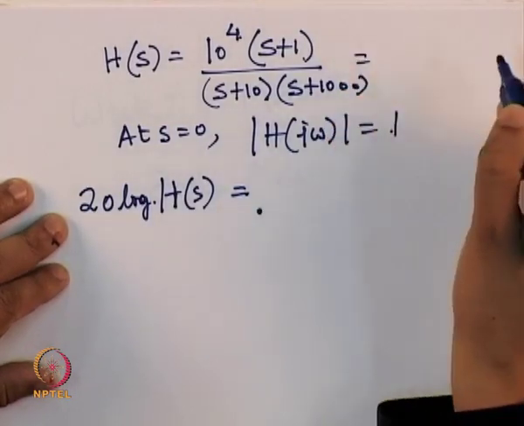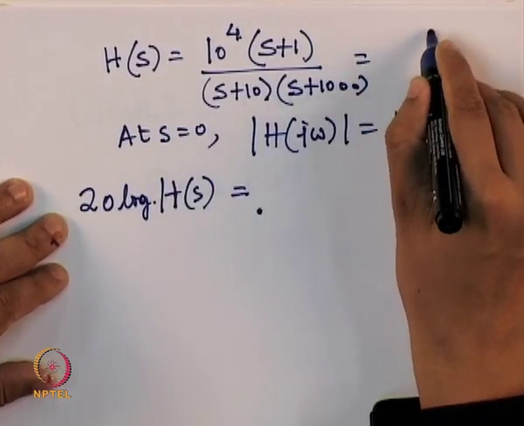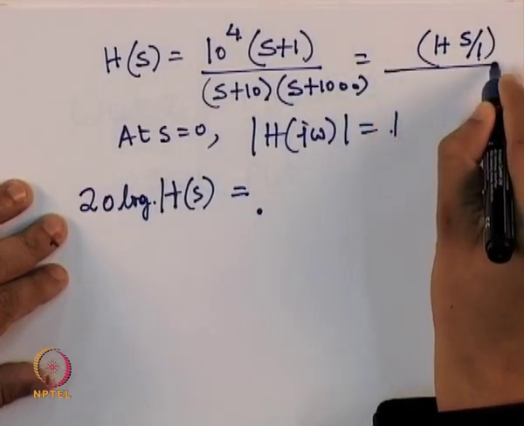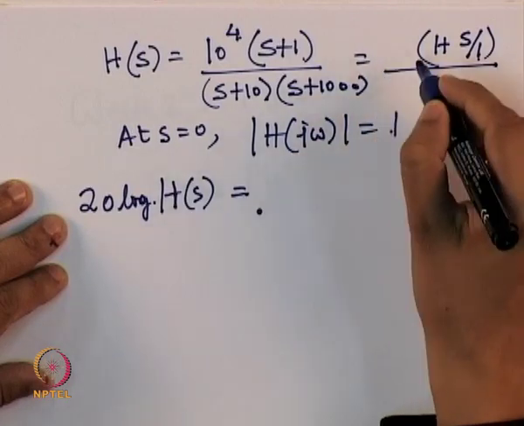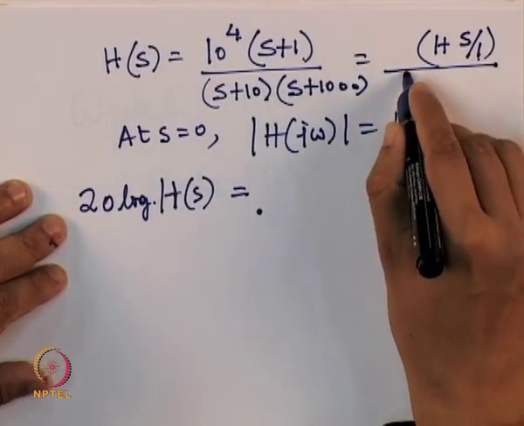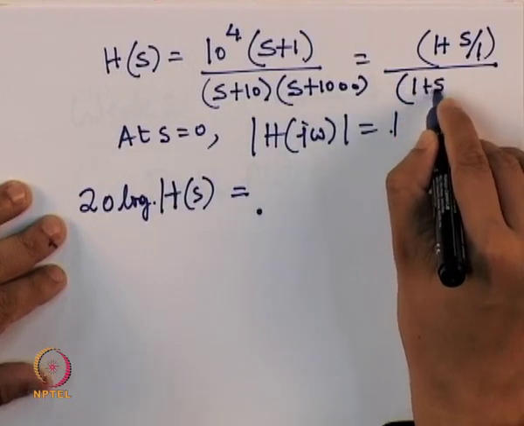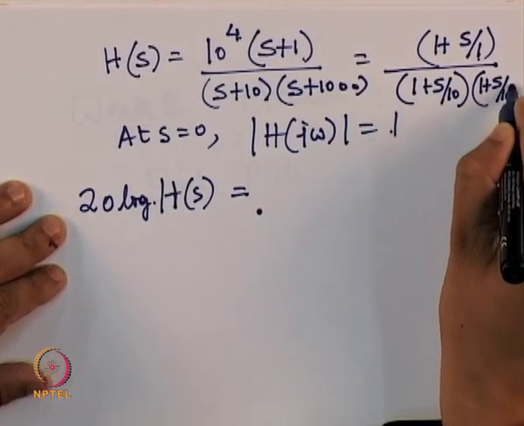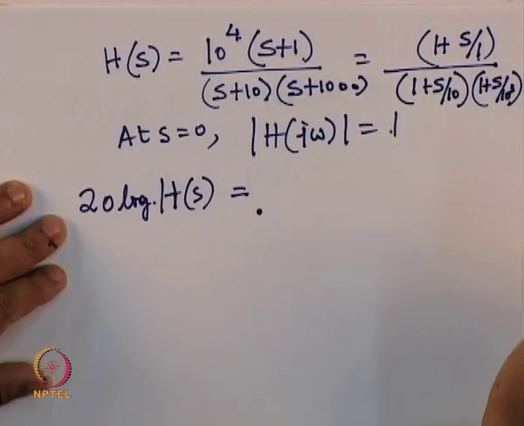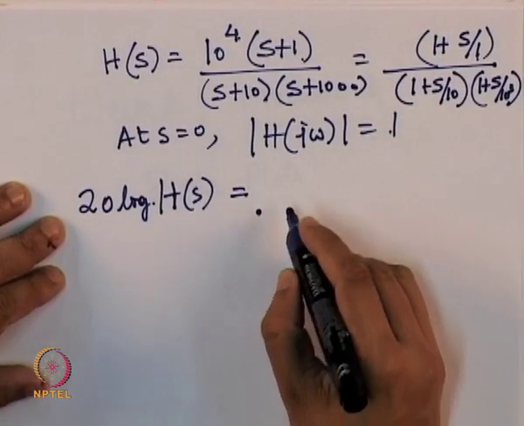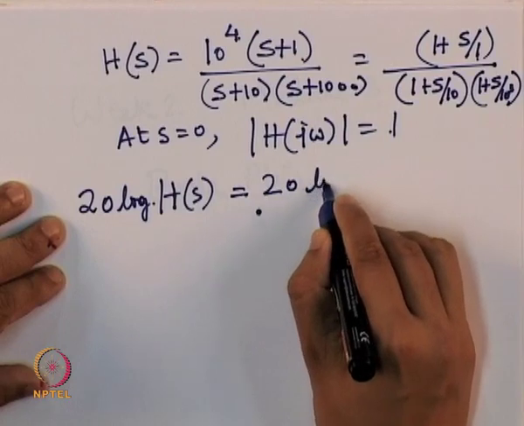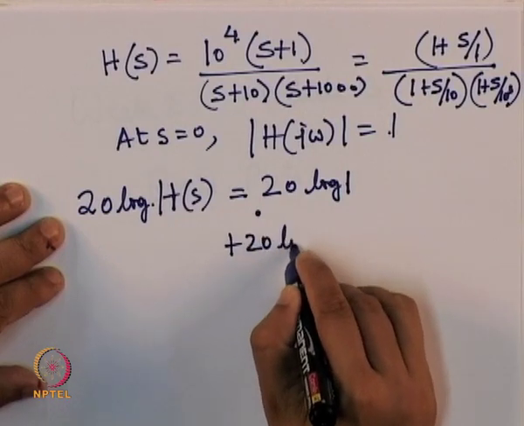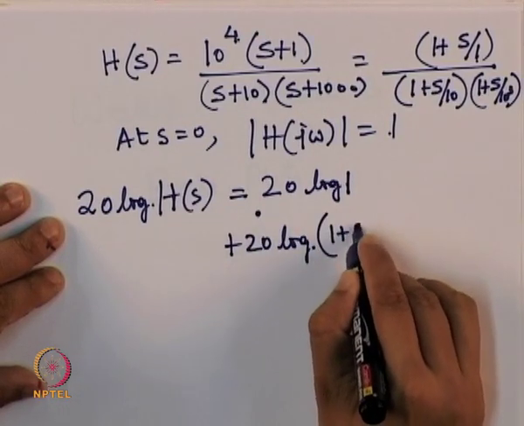Let me write it in a different way. So, this will be like 1 plus s over 1 upon, if I divide both the numerator and denominator by 10 raised to power 4, then it will be 1 plus s upon 10 multiplied by 1 upon s upon 10 raised to 3. Okay. So, then 20 log of H s will be equal to 20 log of 1 plus 20 log of 1 plus s over 1.